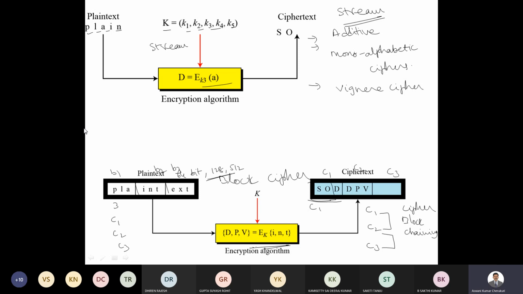So when you notice, so far whatever we discussed, your Playfair cipher, the Hill cipher, these are all typically examples of block-based encryption. Is this clear to all of you? Any doubts? Hello?